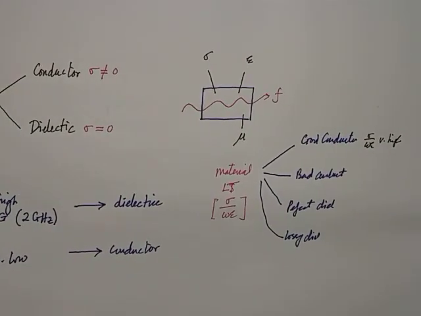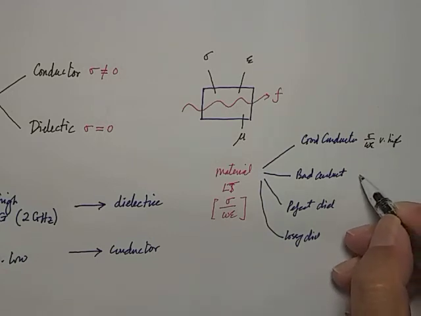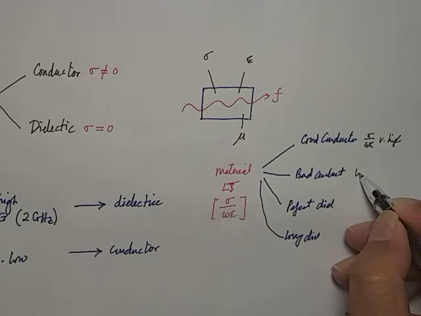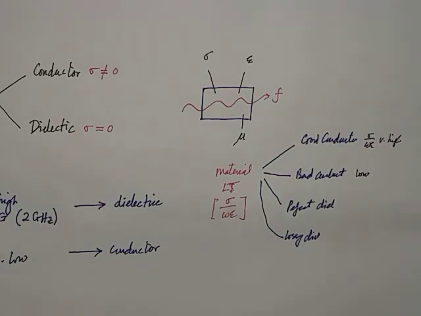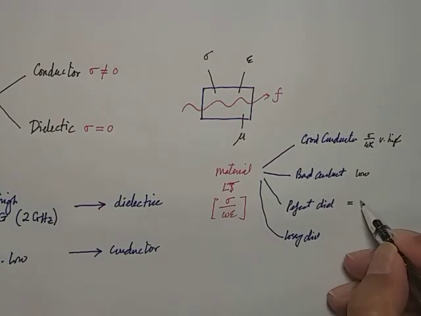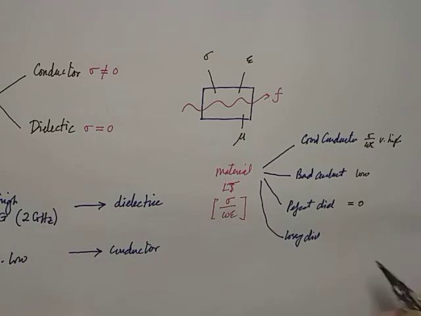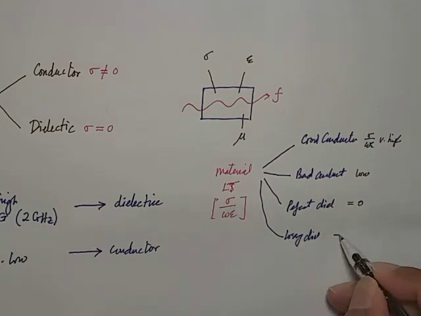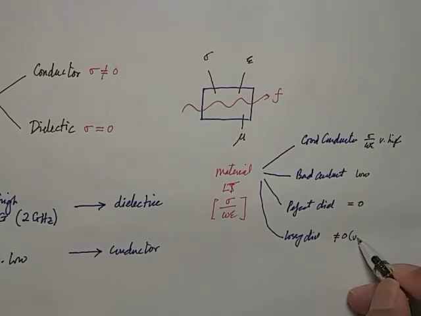Okay, that's how engineers always show it: very high. The numerical value depends on which company you are working for. Okay, and for a bad conductor, the loss tangent is low. For a perfect dielectric, the loss tangent is equal to 0, and for a lossy dielectric, the loss tangent is not equal to 0, but it is very small.